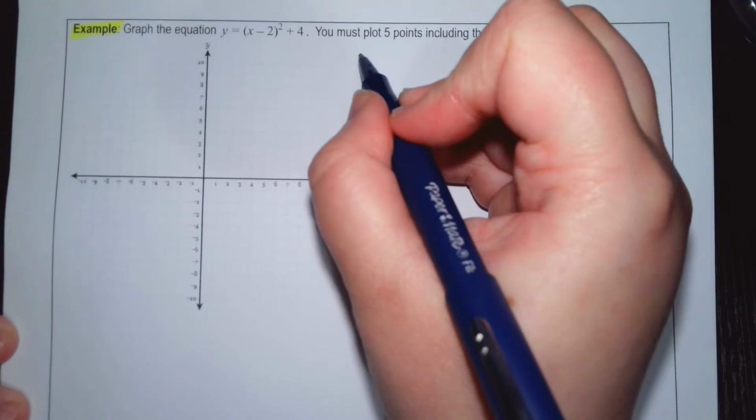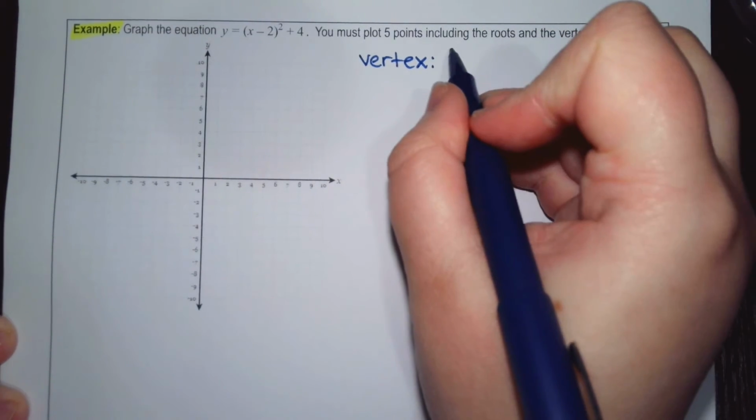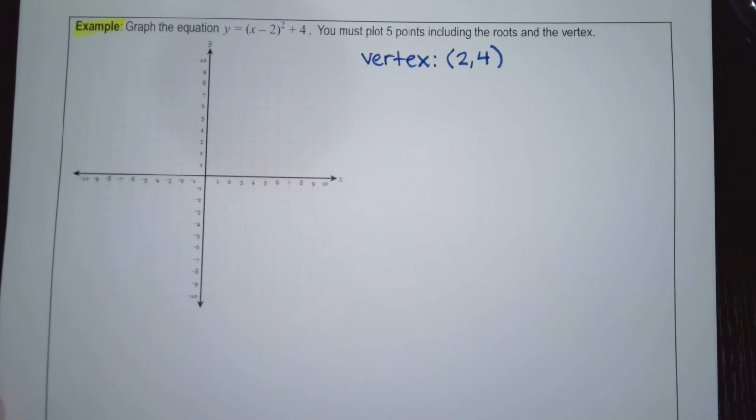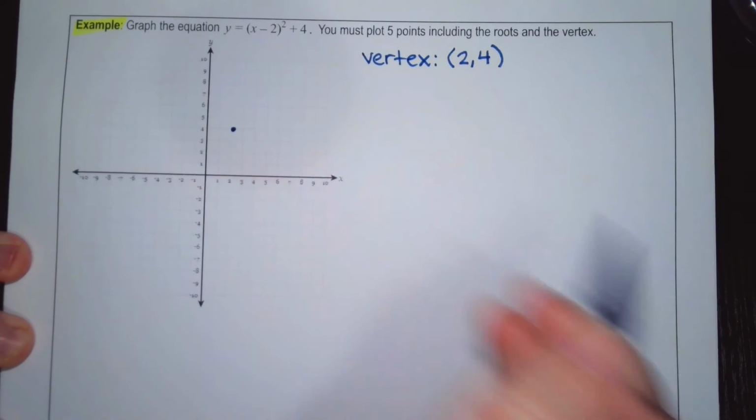So again, we start with the vertex. Our vertex is going to be (2, 4). I'm going to graph it: 1, 2, 3, 4.